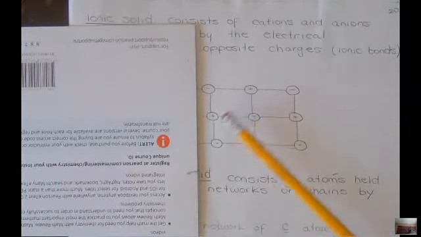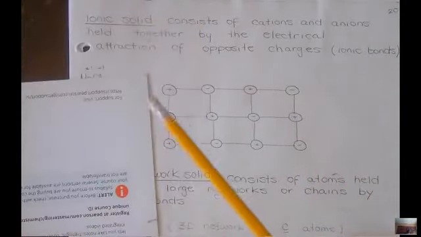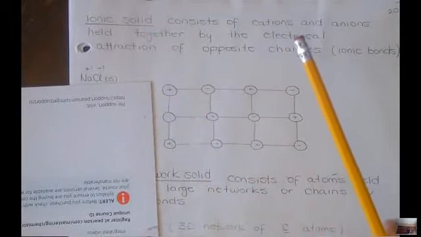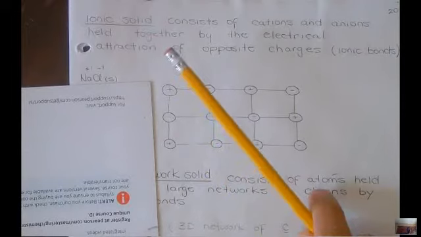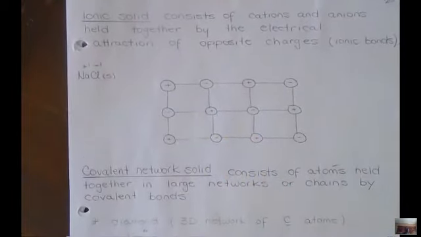So again, we have a two-dimensional representation. We're going to make it a three-dimensional representation in a bit. But again, ionic solids consist of individual ions held together by electrostatic attraction. Opposites attract. Okay, and so these are very strong.